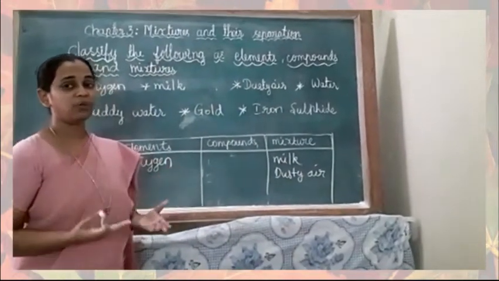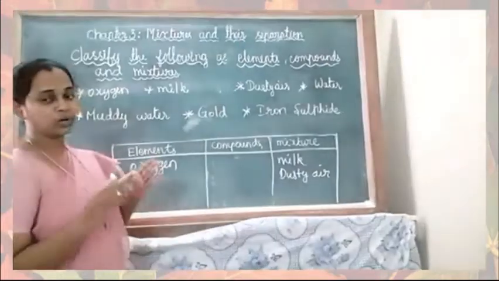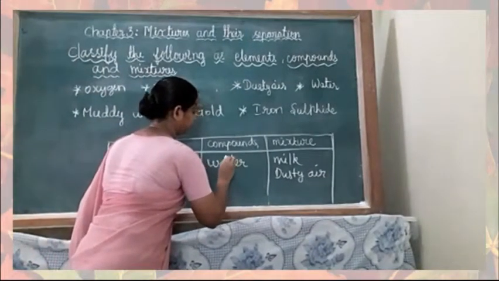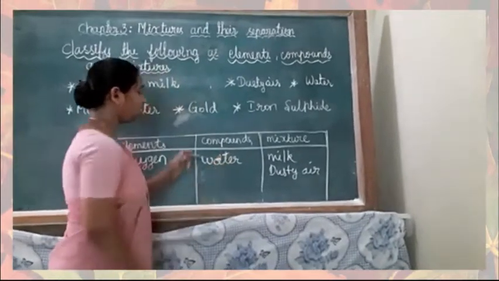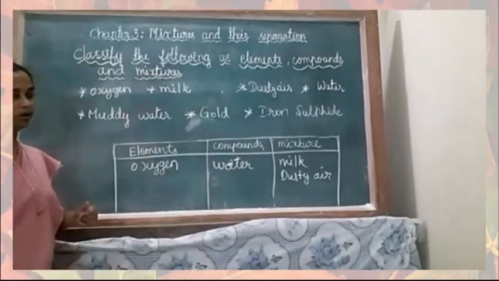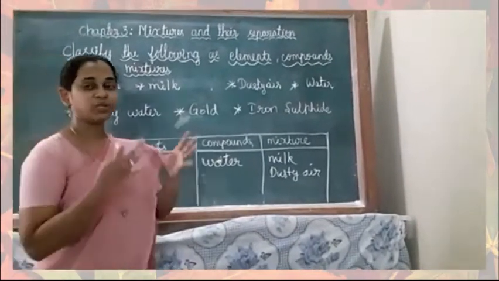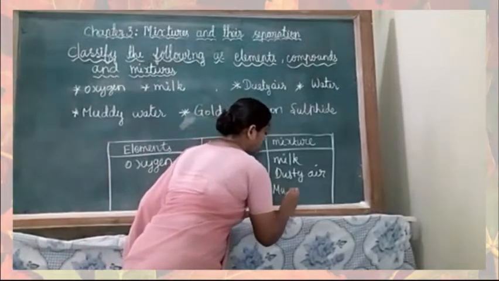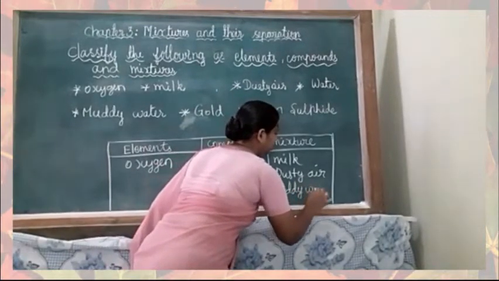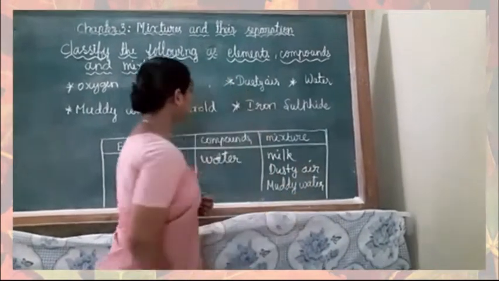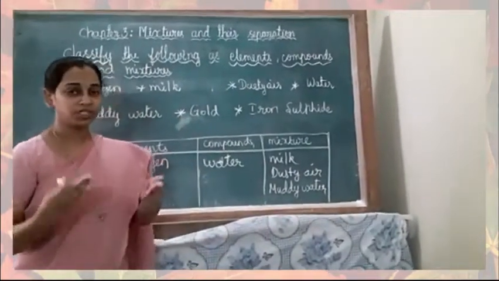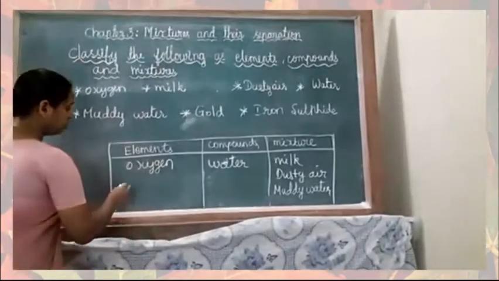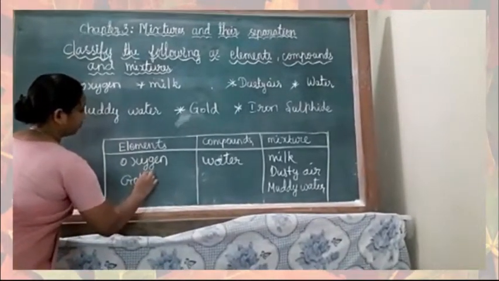Water. Water is made up of only molecules of water. So, water is a compound. Next, muddy water. Water is mixed with mud. Therefore, muddy water is a mixture. Next one, gold. Gold is made up of only atoms of gold. Therefore, gold is an element.